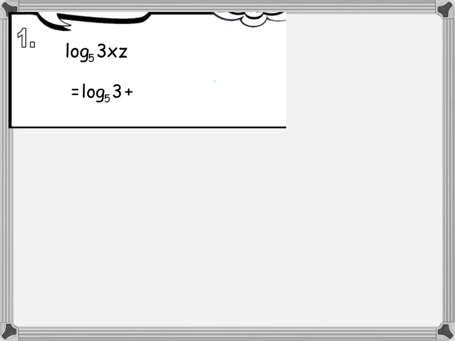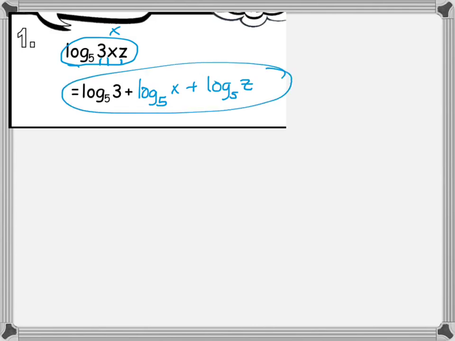So if I was to take this problem, what's separating it is multiplication. So if I was to expand it out, I would need a logarithm for each thing that's being multiplied. So log base 5 of 3 plus log base 5 of x plus log base 5 of z. And that's it expanded.